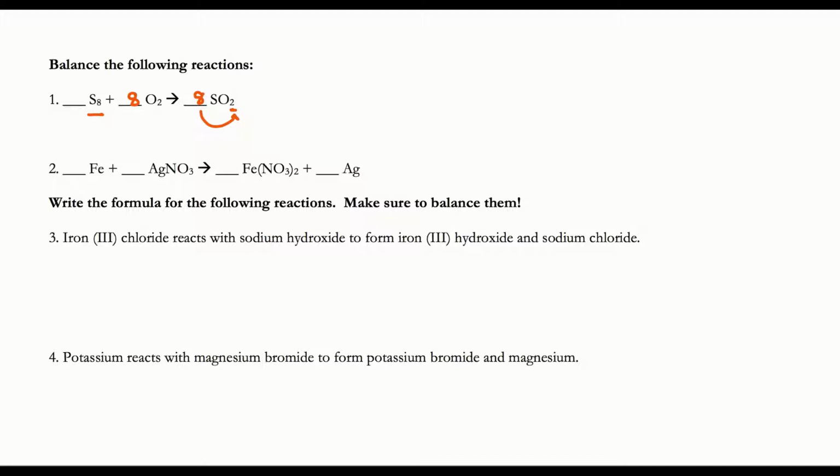For the next one, I've got 1 iron, I'm good with that. 1 silver, I'm good with that. But notice I've got 1 nitrate here, keep the nitrate together, 2 nitrates here. And so what I'm going to need to do is put a 2 in front of silver nitrate in order to have 2 nitrates on both my reactant and product side. By putting a 2 in front of silver nitrate, though, that gives me 2 silvers. So what I'm going to have to do is put a 2 in front of silver on my product side, and that will balance my reaction.